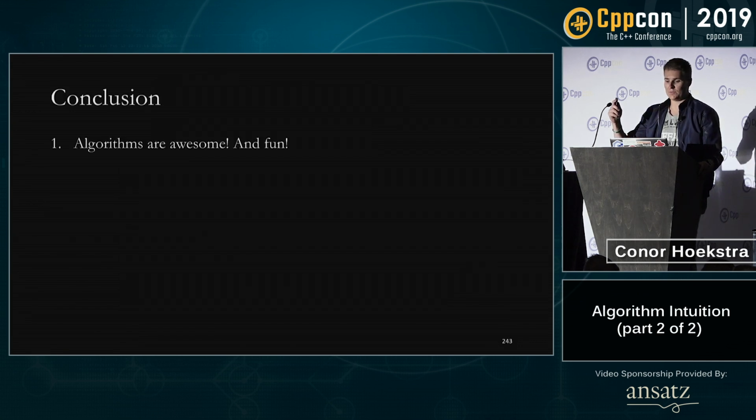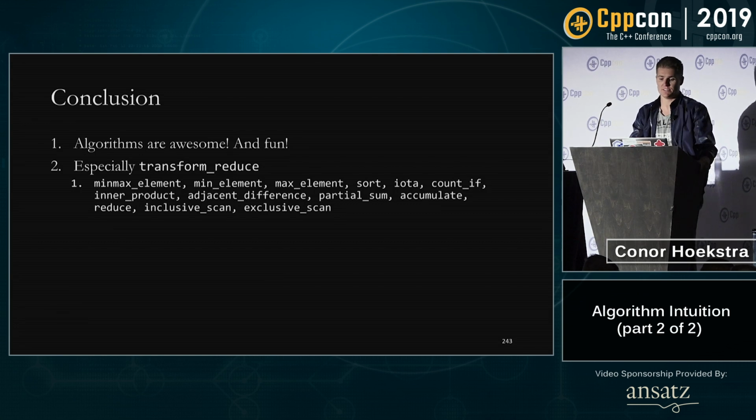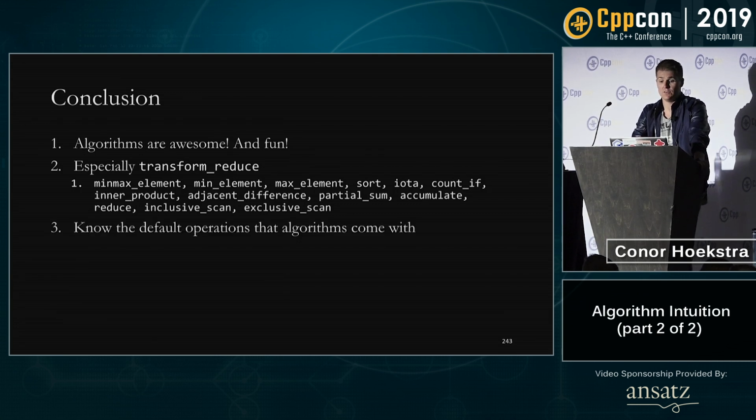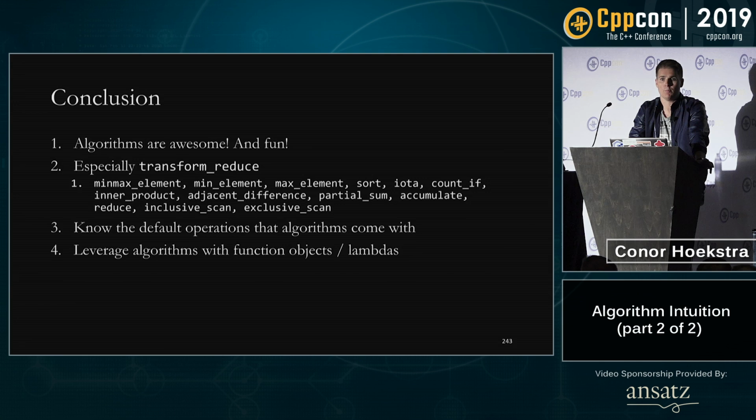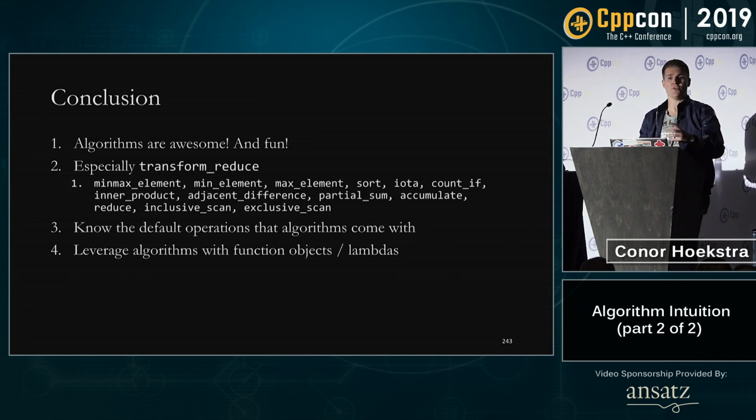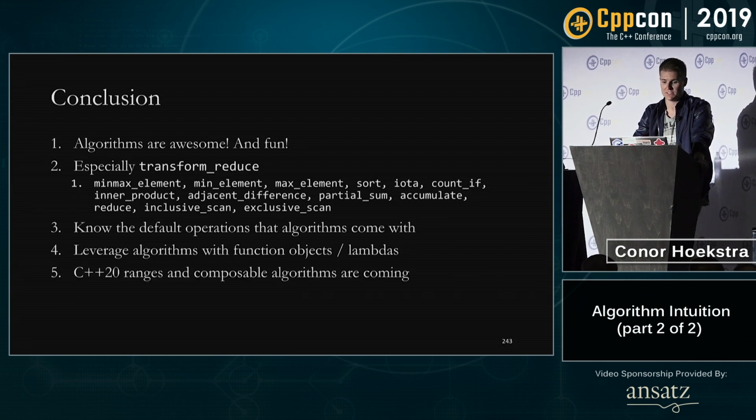And to conclude, algorithms are awesome and fun, especially transform_reduce and all the other algorithms that we mentioned. Know the default operations of the algorithms that they come with, but know that you can override these default operations and really leverage the power of these algorithms. For example, adjacent_difference. Would I actually recommend using that in production? No, but maybe write your own algorithm that's called adjacent_transform that wraps adjacent_difference that then makes your code readable. And that's a great talk that Marshall gave in the past, where he talks about how you don't always have to rely on the STL algorithms. You can start to write your own, and he shows you how in his talk, so you should go watch that. And last but not least, C++20 ranges and composable algorithms are coming, and you should get very excited for those.